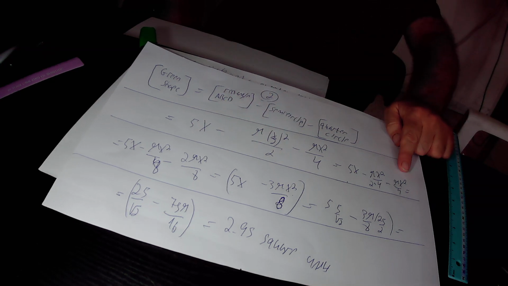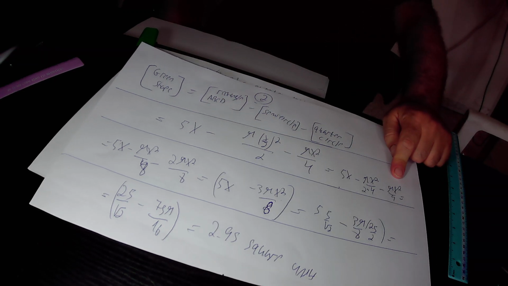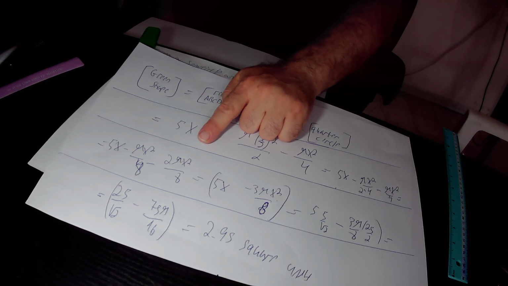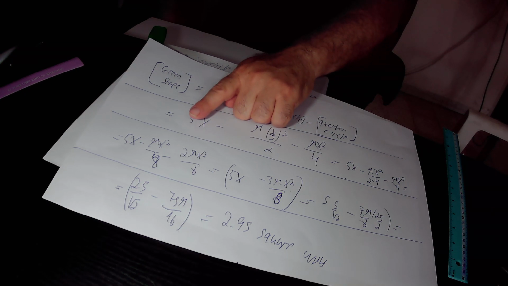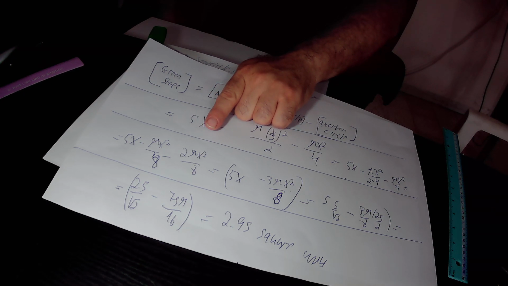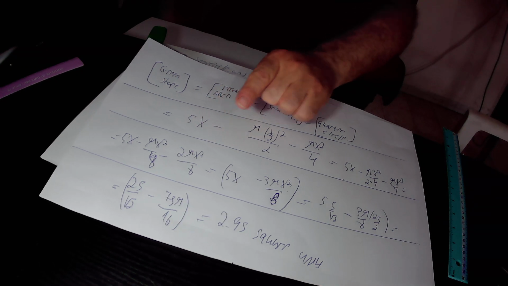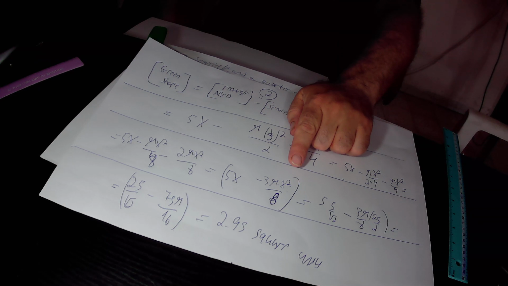And here we have pi x squared over 4. We multiplied both the numerator and the denominator of this expression by 2, so it equals 2 pi x squared over 8. So the area of the green shape equals 5x minus pi x squared over 8 minus 2 pi x squared over 8, which equals 5x minus 3 pi x squared over 8.